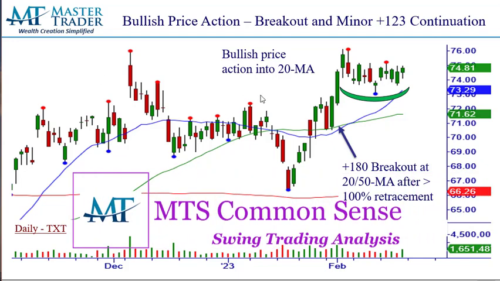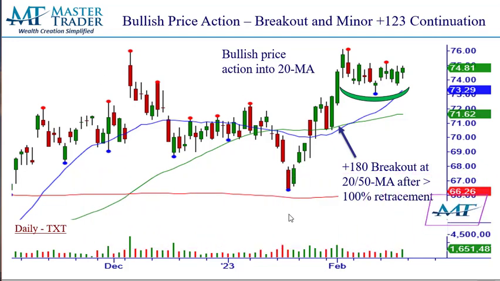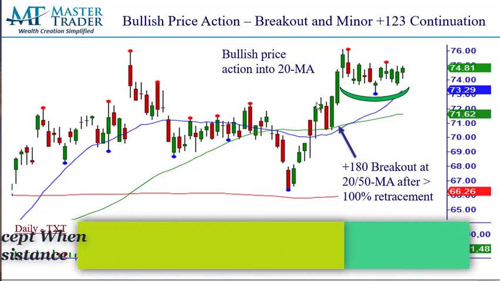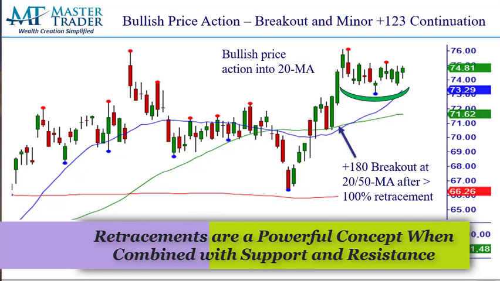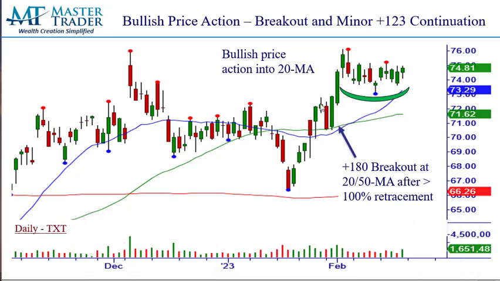Well, let's analyze it. So we had a breakdown failure. We had a greater than 100% retracement, which is bullish price action. And now we're here on the flat 20 and 50 moving average. And this is what we call a bull 180 breakout. A big red bar fully reversed by a big green bar, and it broke out. This was also a very valid trade, which is the subject of today's lesson. But we're focusing on this one now.